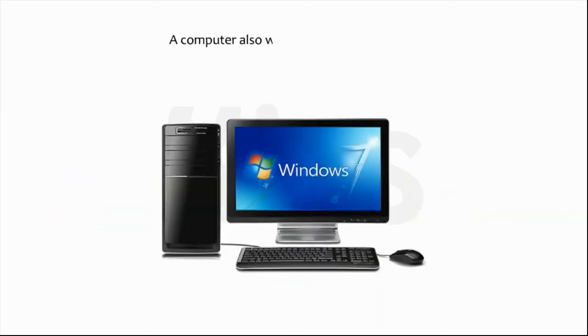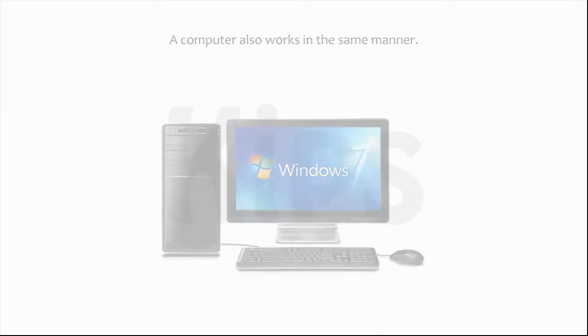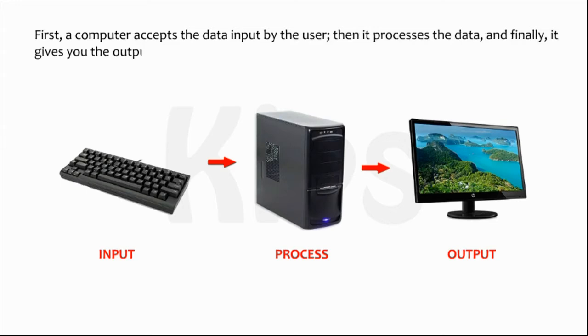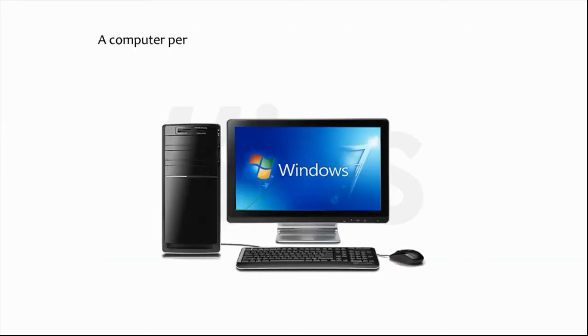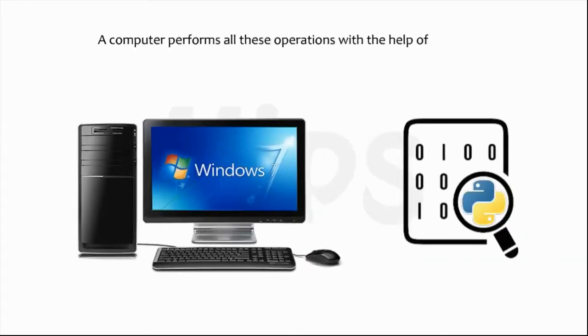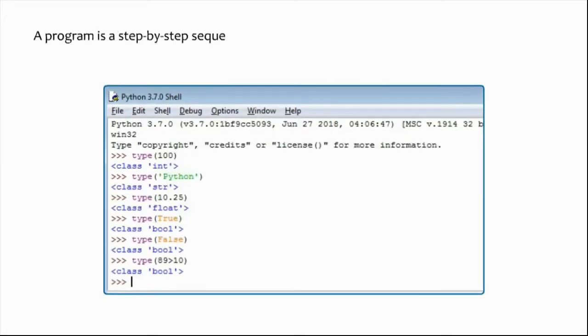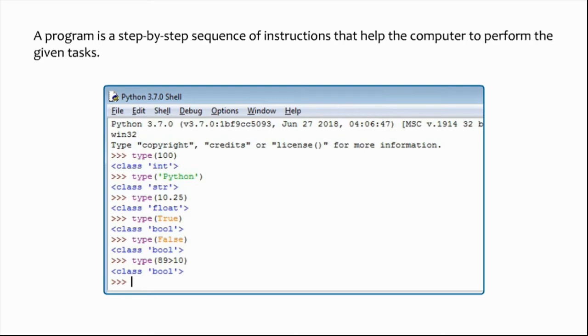A computer also works in the same manner. First, a computer accepts the data input by the user. Then it processes the data, and finally it gives you the output. A computer performs all these operations with the help of programs. A program is a step-by-step sequence of instructions that help the computer to perform the given task.